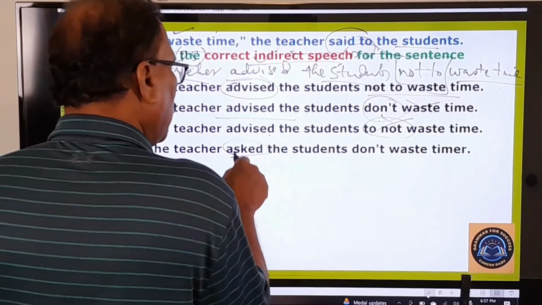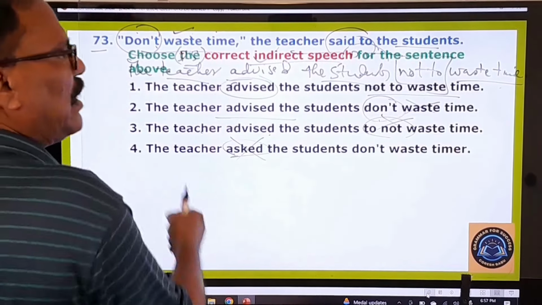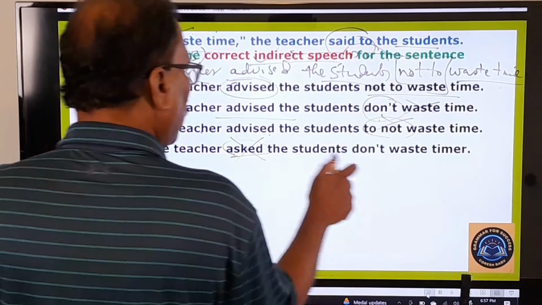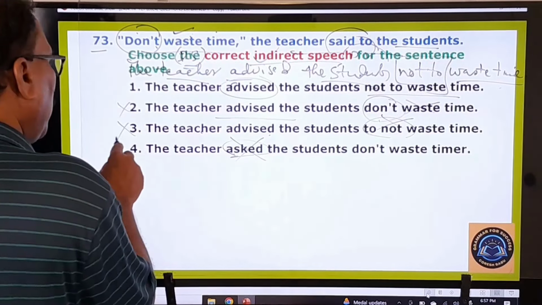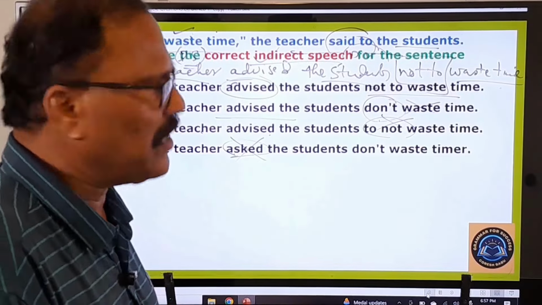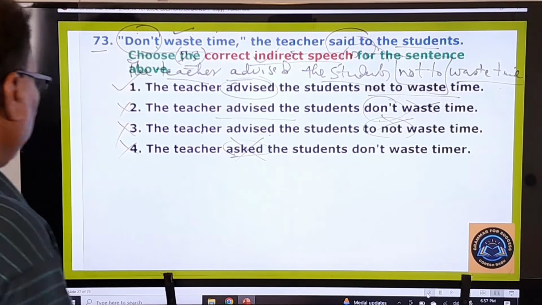The teacher asked. Asked is not used. It's not asking. It is either advising or suggesting. That is only there. So in this way, second one, third one, fourth one are wrong. Only the first one is the right option. Right. Now you go to the next question.